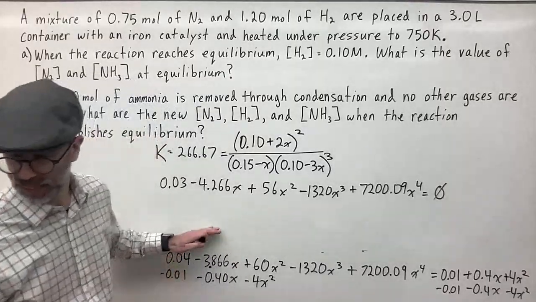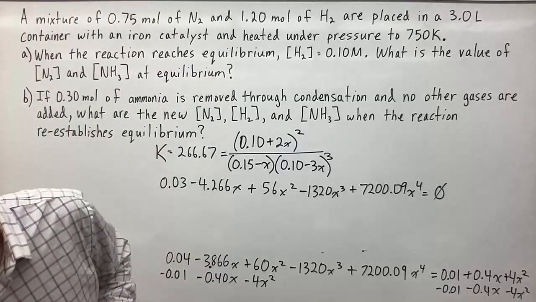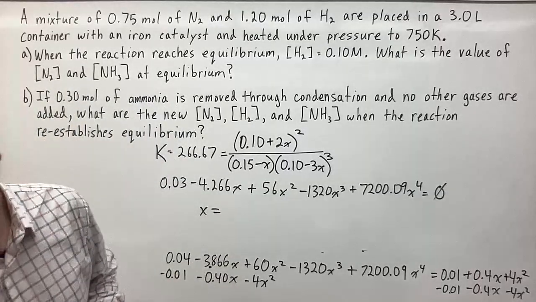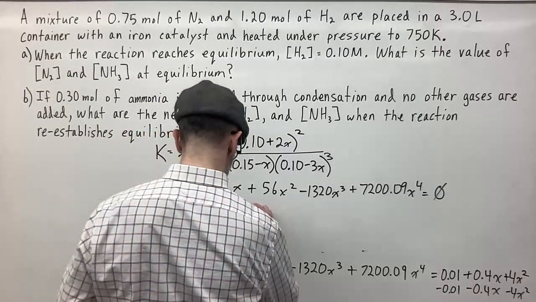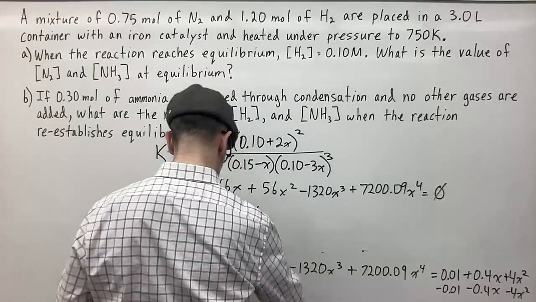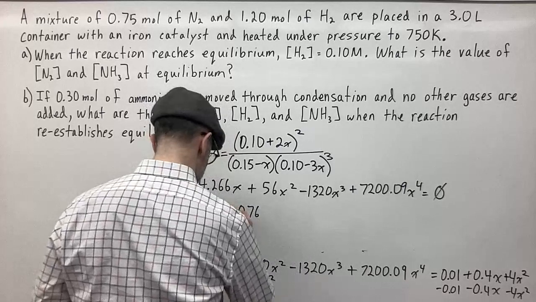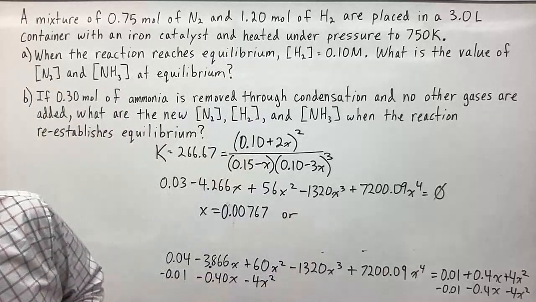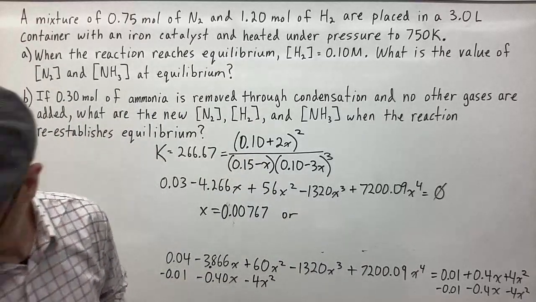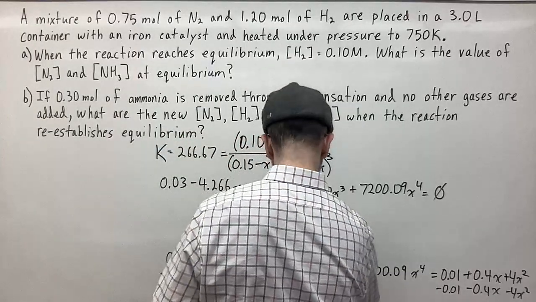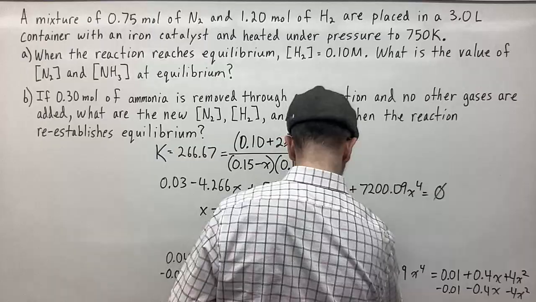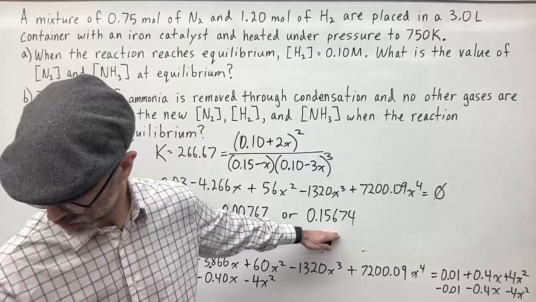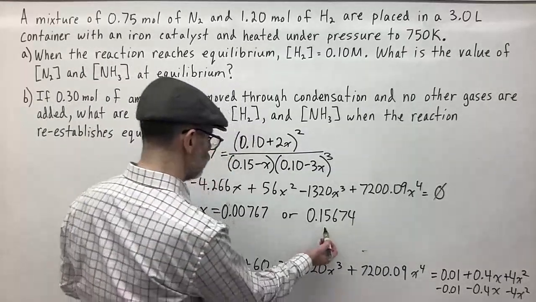So here, what I got when I plugged that into the online calculator, I got x is equal to 0.00767, or x is equal to 0.15674. Yep. So I got these two numbers given to me.